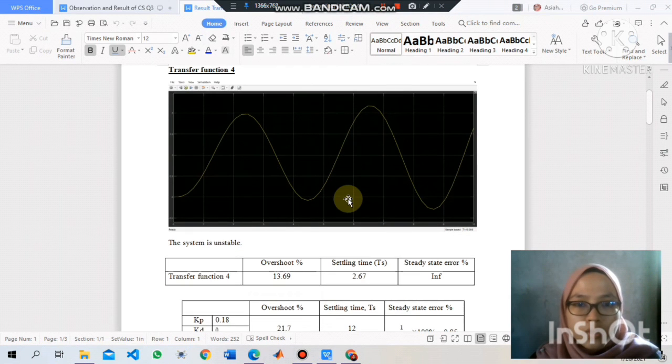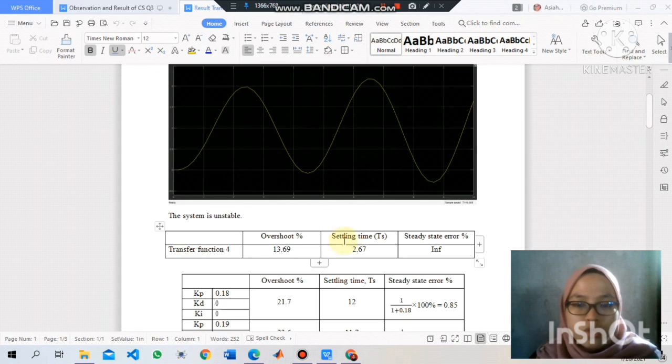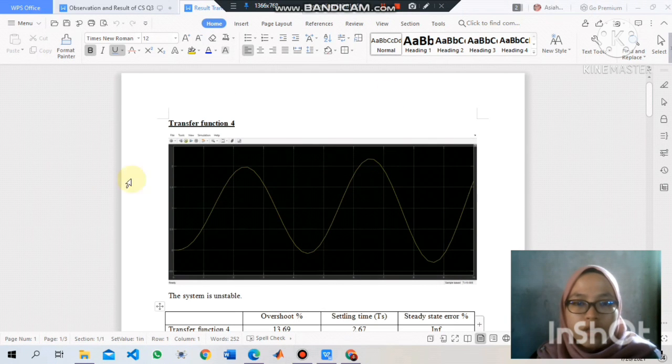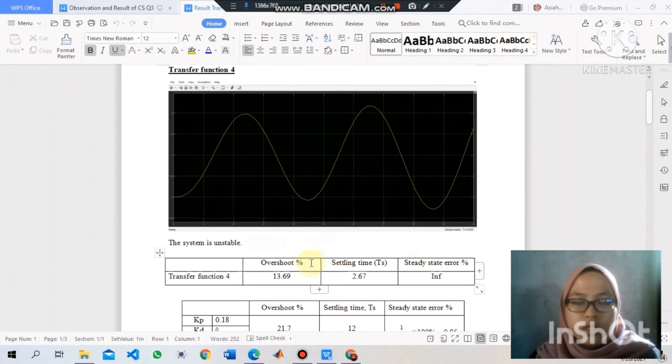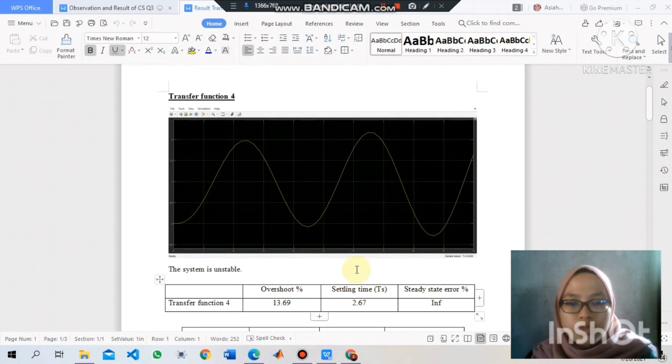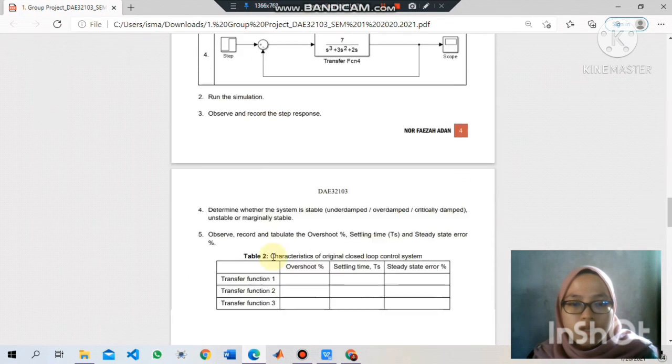After we have determined the stability of the system, we have calculated the overshoot, settling time, and the steady state error from the graph using the formula. So we've got the overshoot of the system as 13.69, the settling time is 2.67 seconds, and the steady state error is infinity. So we move to the next question.